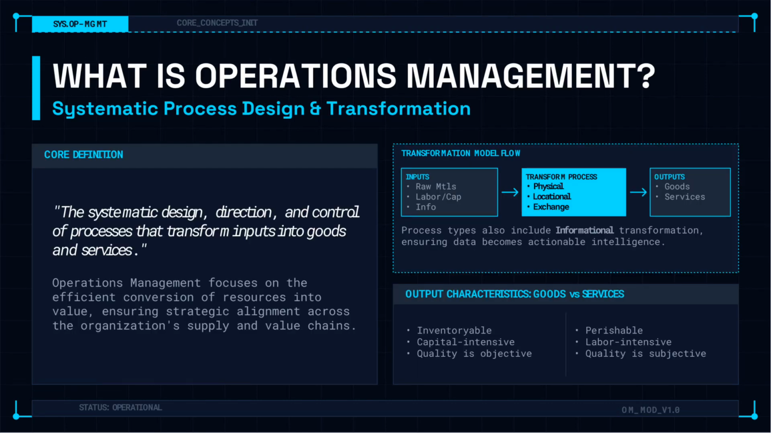At its fundamental core, operations management is the systematic design, direction, and control of processes that convert inputs into value-added outputs. Inputs encompass raw materials, labor, capital equipment, and data. Transformation processes are not merely physical alterations, they also include locational shifts, transactions, and informational processing. When evaluating outputs, remember the distinct differences between tangible goods, which are inventoriable, capital-intensive, and objectively measured, and services, which are perishable, labor-intensive, and evaluated subjectively.